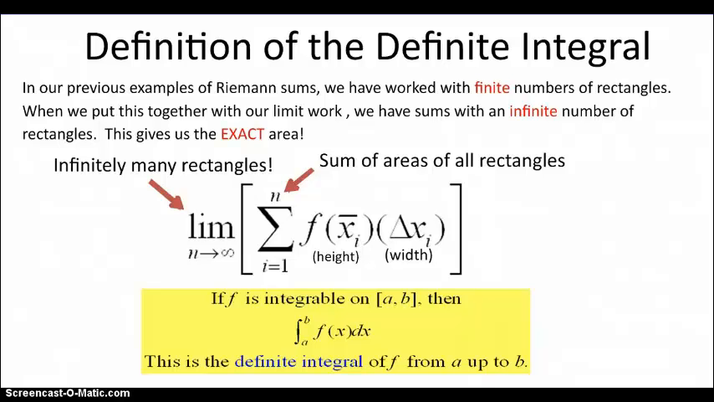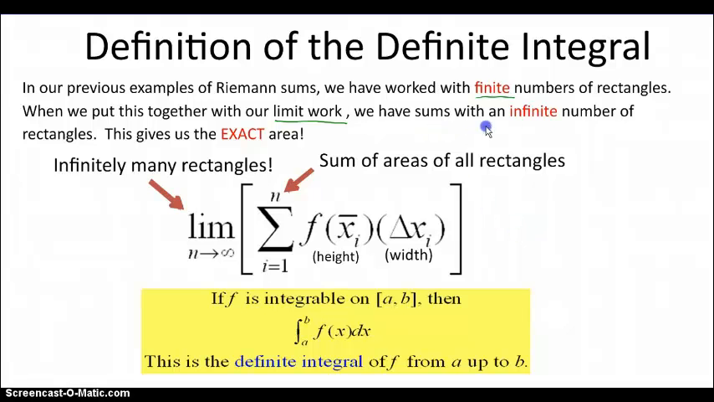We've been talking about the definite integral for quite a few lessons now, so let me formally give you the definition of the definite integral. In our previous examples of Riemann sums, we've worked with a finite number of rectangles. When we put this together with our limit work, remember we talked about having 5 rectangles and then 50 rectangles, and we could take n, which was the number of rectangles, to infinity.